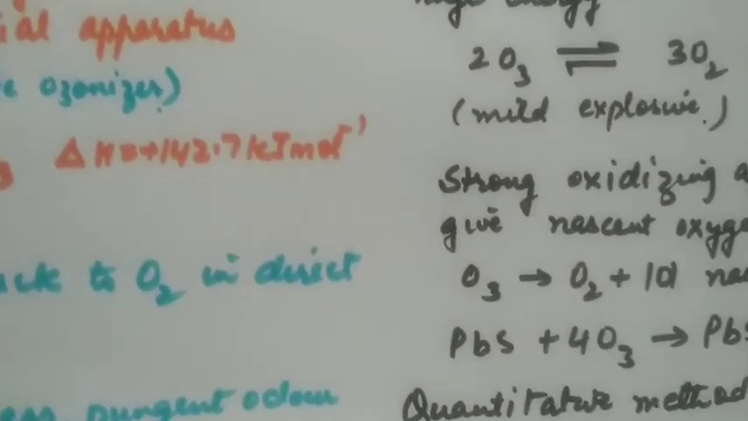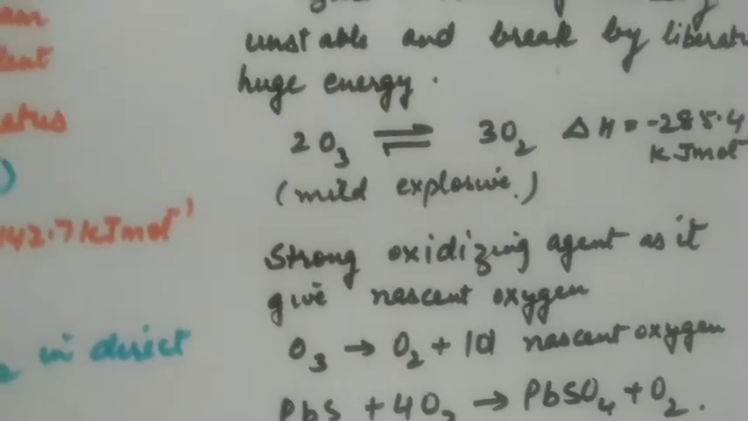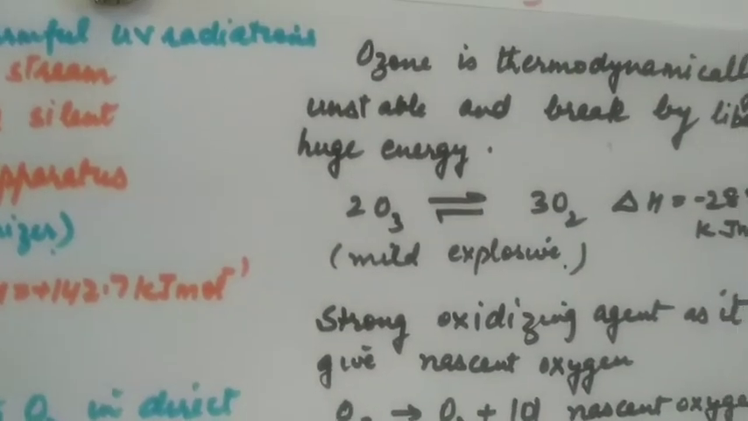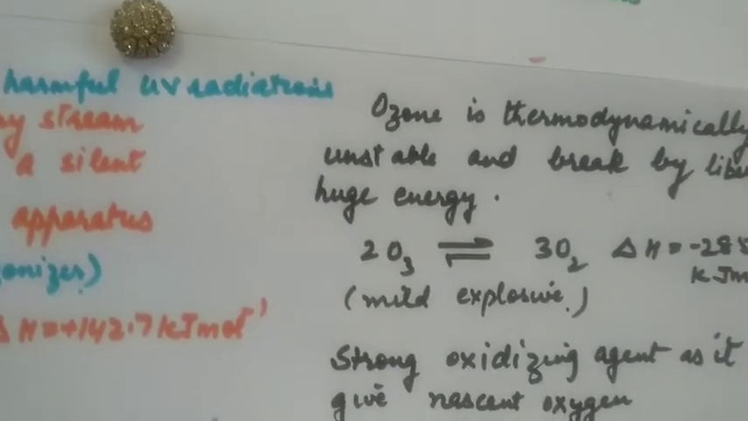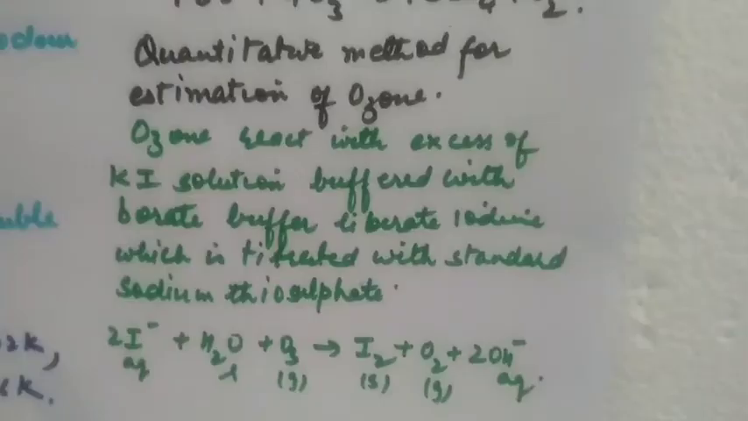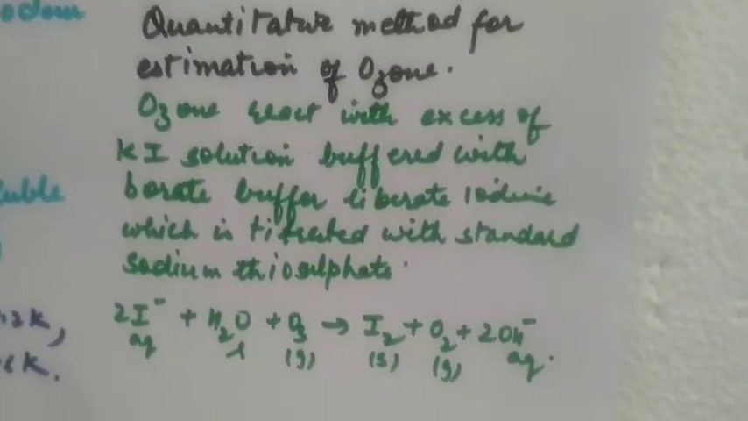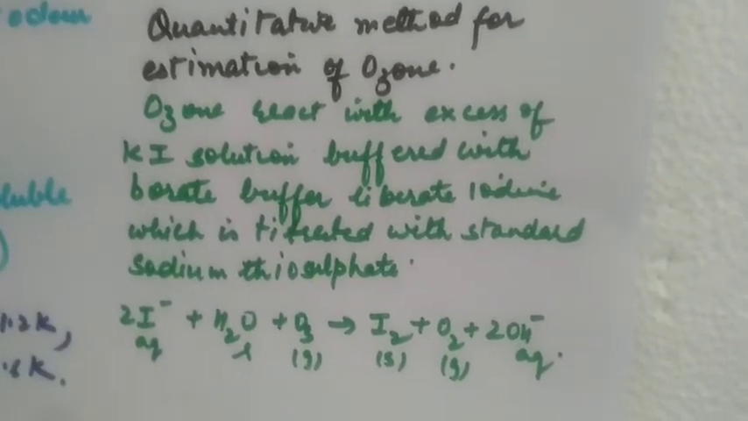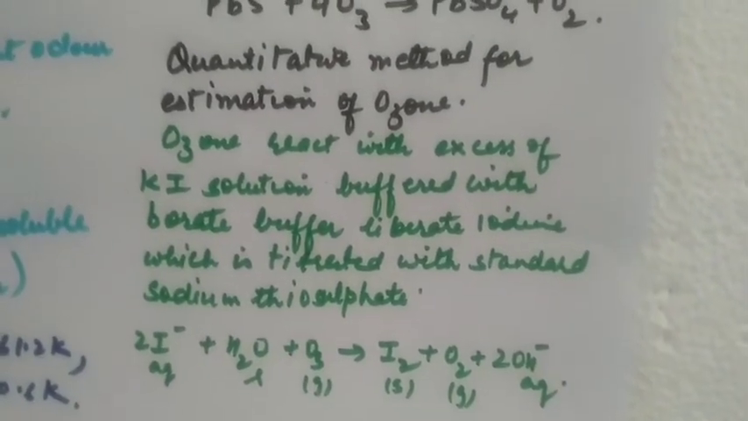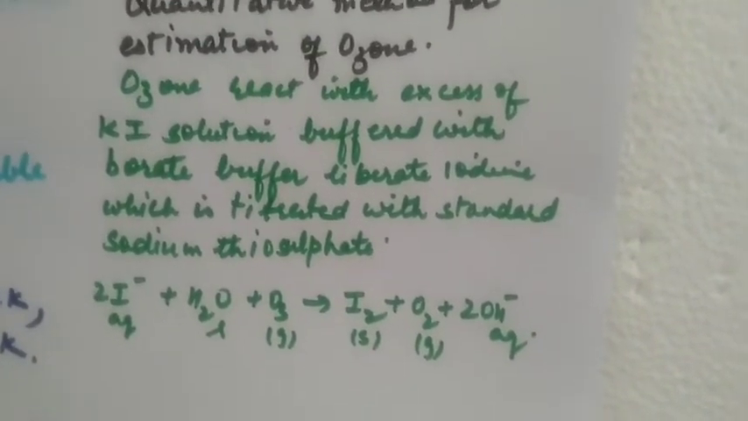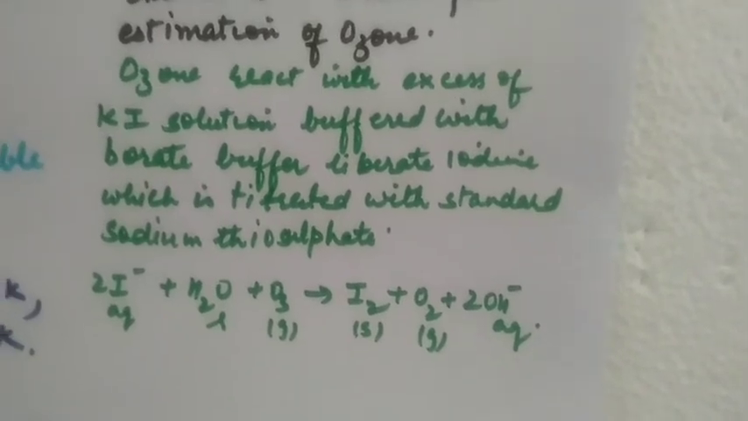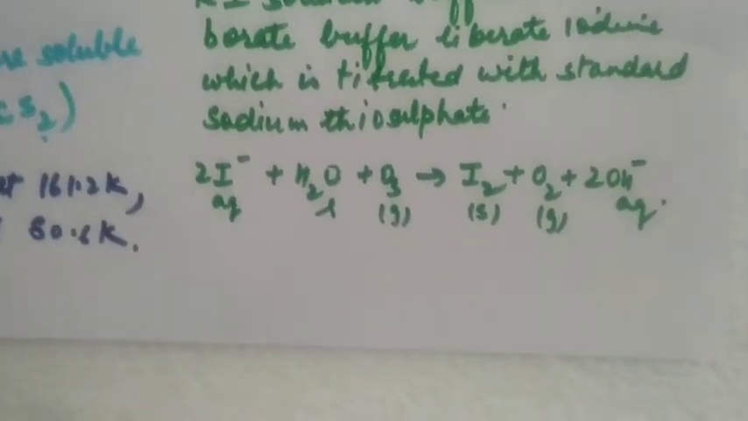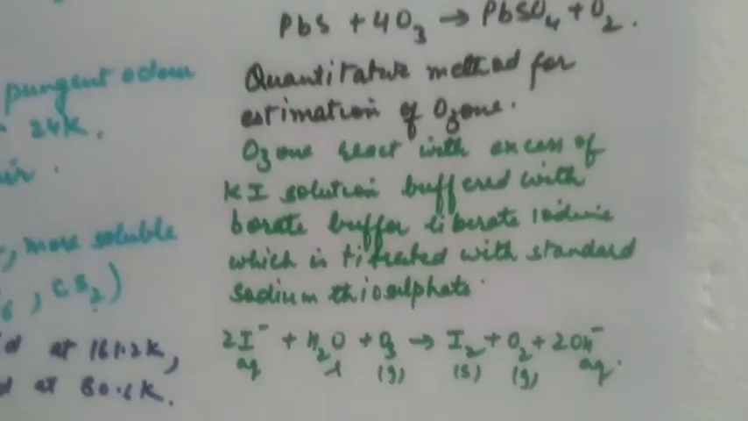It can react with alkenes in presence of carbon tetrachloride to form ozonides, and it oxidizes potassium ferrocyanide to ferricyanide, potassium manganate to permanganate, and may oxidize different non-metals and metalloids also. To quantitatively estimate ozone, we use its reaction with potassium iodide solution, which is buffered with borate buffers. It liberates iodine when it reacts with ozone, and this iodine can be titrated with standard sodium thiosulfate. The amount of iodine ascertained gives us the amount of ozone present. The reaction is iodide plus ozone in presence of water forms iodine plus oxygen plus hydroxide ions.